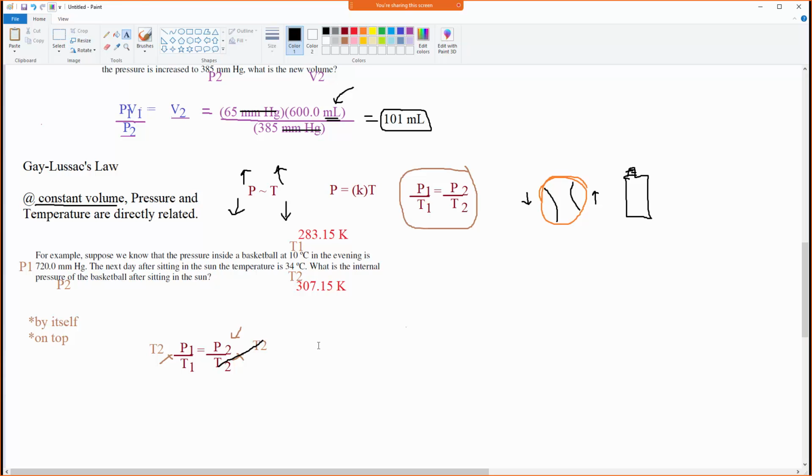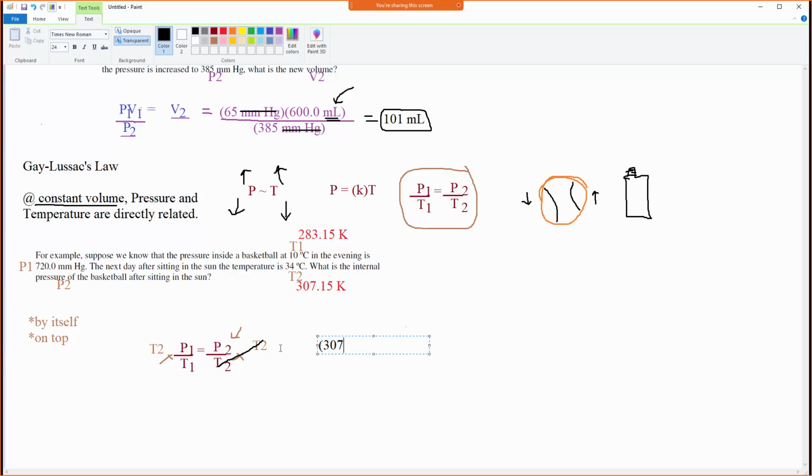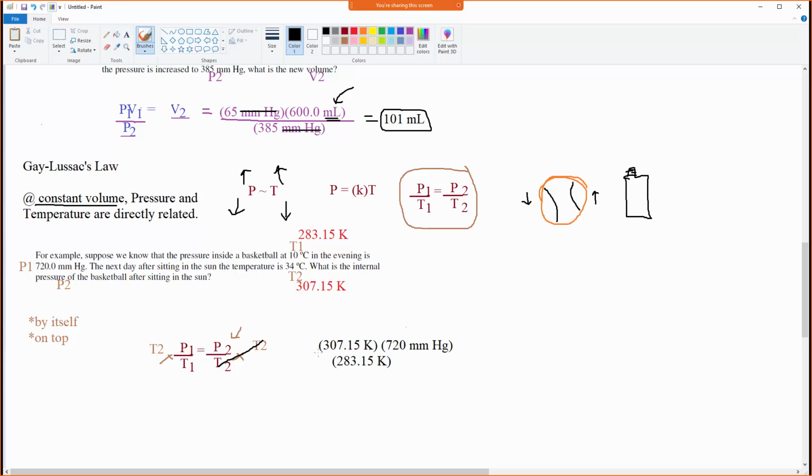All right, so T2, 307.15 K. Multiply that by P1, that was 720 millimeters of mercury. Divide that by T1, 283.15 K. One of the most common mistakes that I see made here is students forget to convert to Kelvin. The next most common mistake is to swap which one has T1 and which one has T2. It feels like you want to put the T1 next to the P1, but that would be wrong, right? You've got to put the T2 next to the P1.